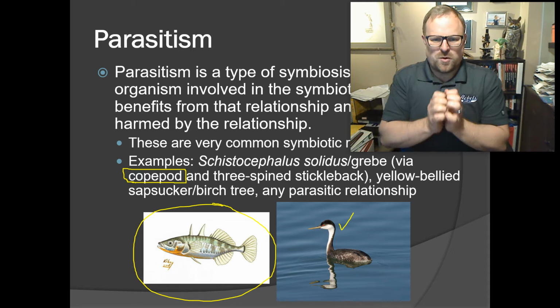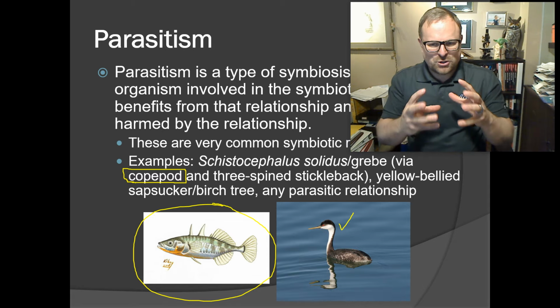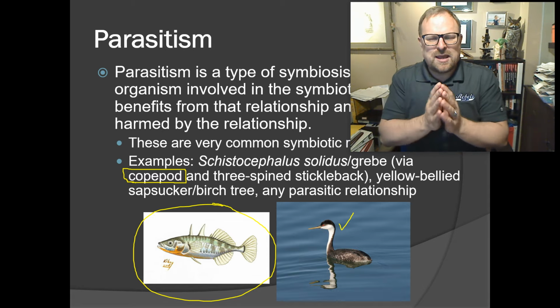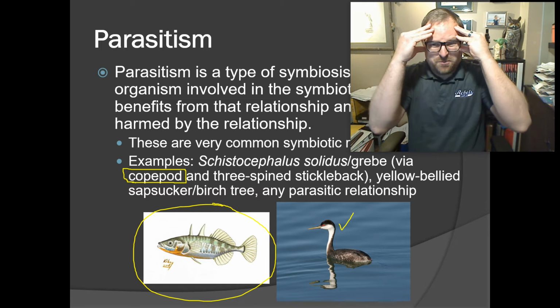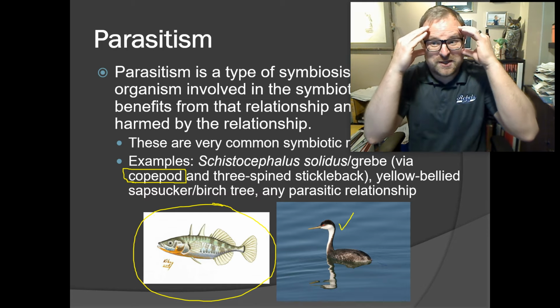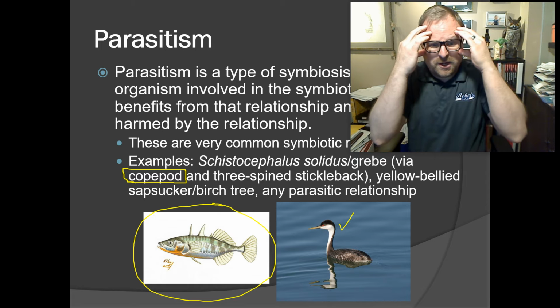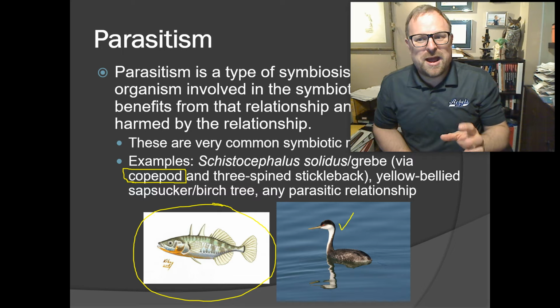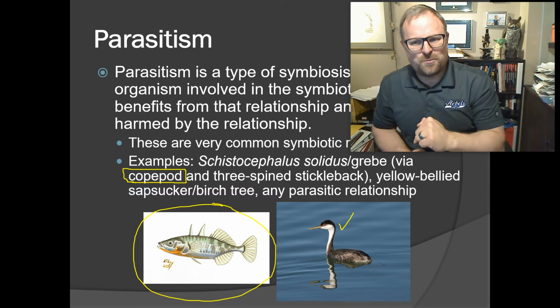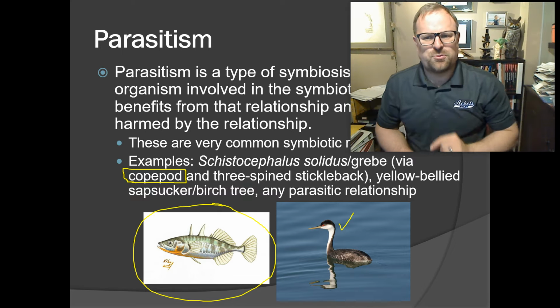Then it gets really cool. The larvae hatch, and then they start to release a chemical that I'm not going to get into. But what it does is it changes the brain chemistry of the stickleback, and what ends up happening is the stickleback, instead of swimming away from predators, swims towards predators.